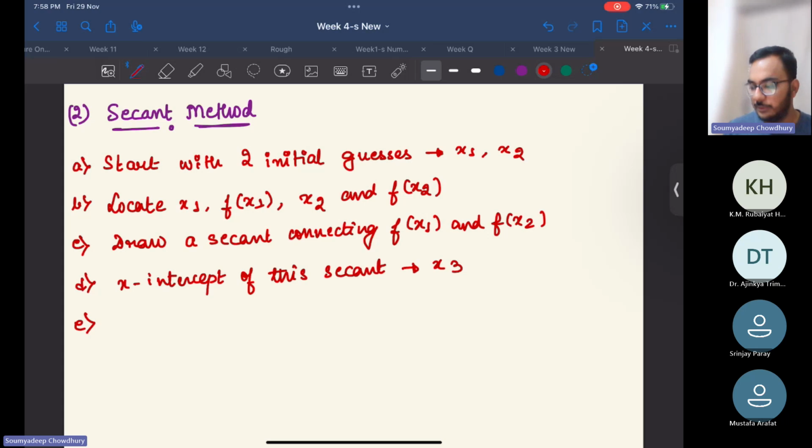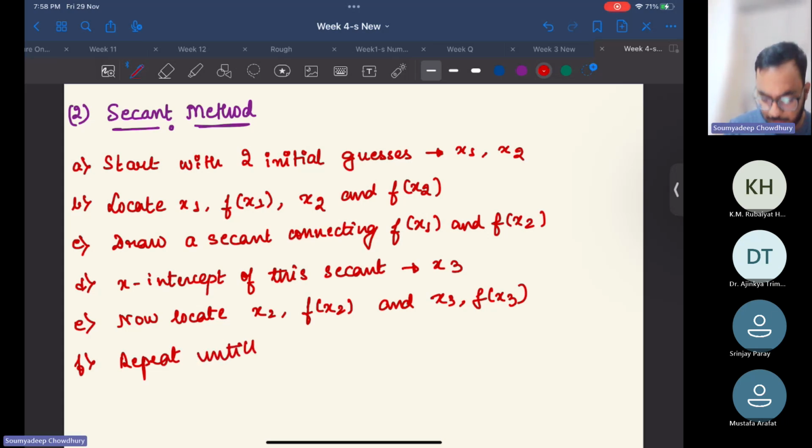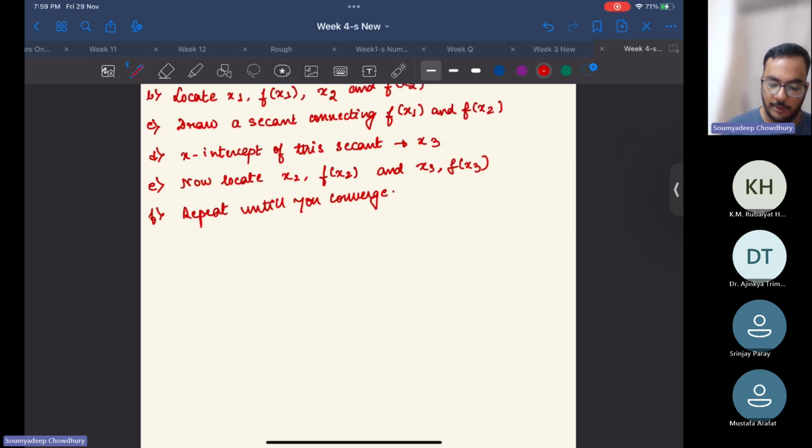Now our limit will change. Now we have to locate x2, f of x2, and x3, f of x3. This we have to repeat until you converge. So I'll show you in the graph how to do that.